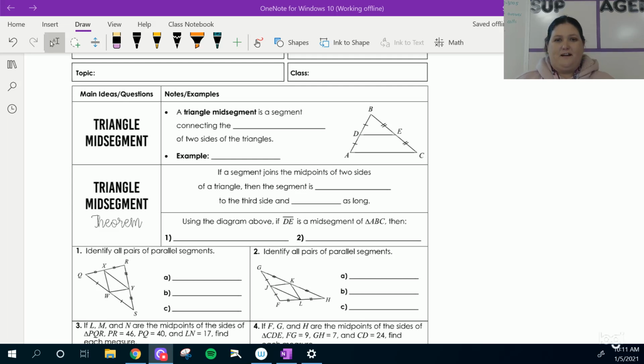Hello ladies and gentlemen, today I'm going to be going over triangle mid-segments.